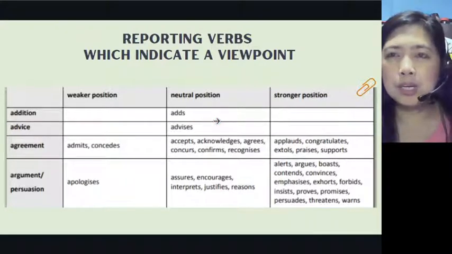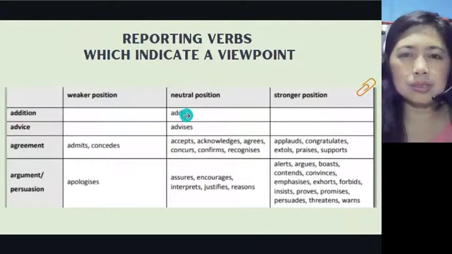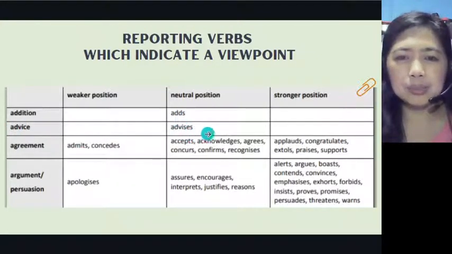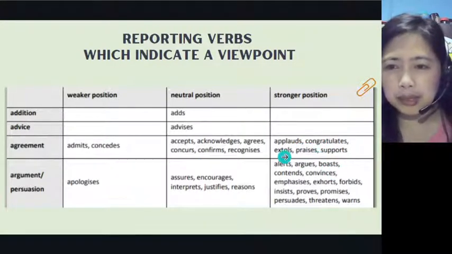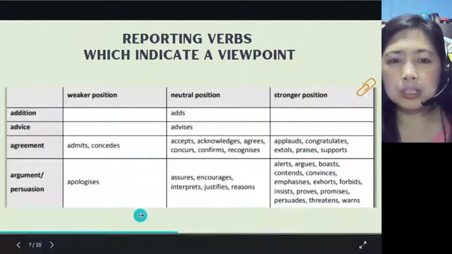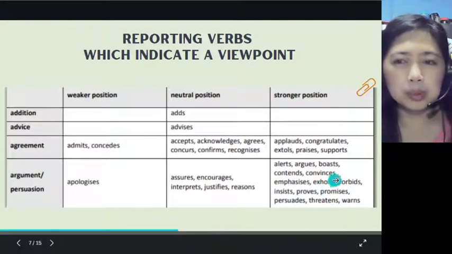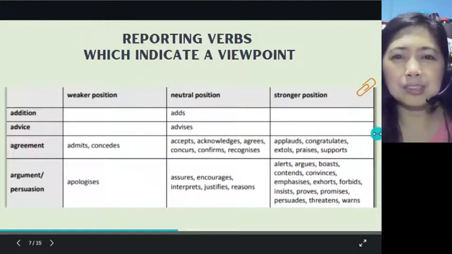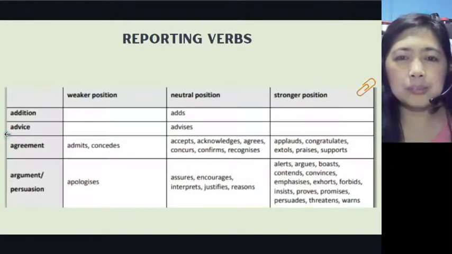So for example, the author, Miss Lasala, adds the fact. Okay, so you can use the word add. Then advice, so you do have advices here. Agreement: the weaker position is admits or concedes. Then you may try to use applauds, congratulates, extols, praises, and supports. For argument or persuasion, apologizes is for the weaker position. The stronger position for that is alerts, argues, boasts, and all those words here. There are still a lot. You can take a picture of it, or if you wish to review, the lesson is available.